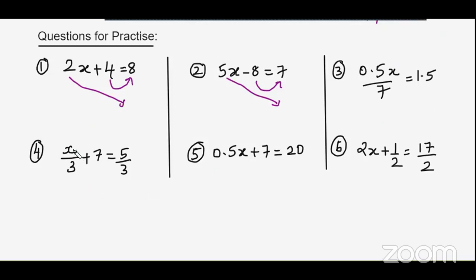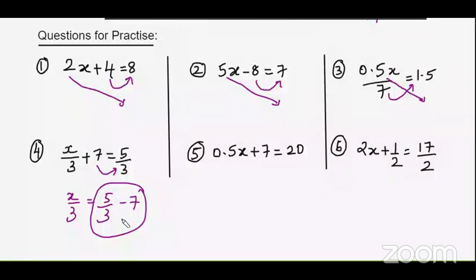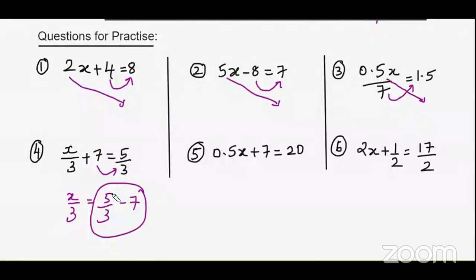Next. x upon 3 plus 7. That means the 3 is just the denominator for the x variable, not for 7. So you will shift the 7 to the right side. So you'll get x by 3 equal to 5 by 3 minus 7. So first find your LCM, solve this fraction, subtract the two fractions, that is 5 over 3 minus 7, get an answer, and then you shift your 3 to the right side, which will be multiplied. Right?